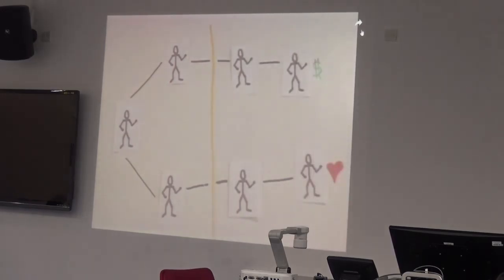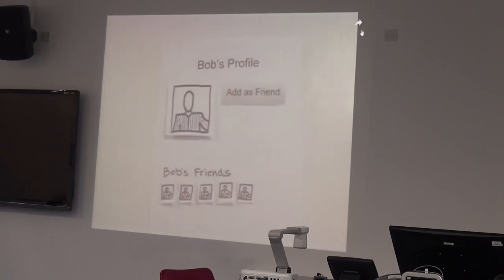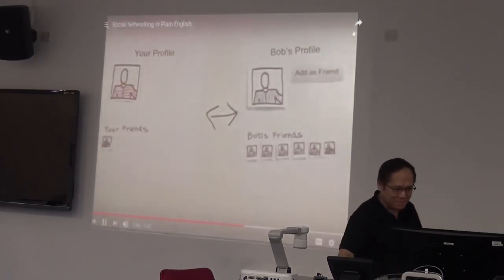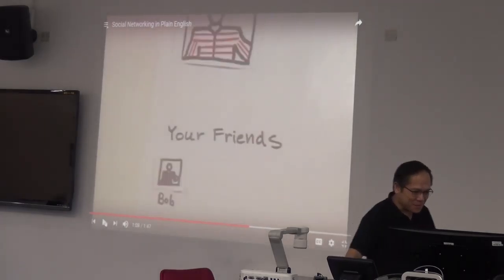This problem is being solved by a type of website called a social networking site. These websites help you see connections that are hidden in the real world. Here's how it works. You sign up for a free account and fill out your profile. Then you look for people you know. When you find someone, you click a button that says Add as Friend. Once you do this, you and that person have a connection on the website that others can see.